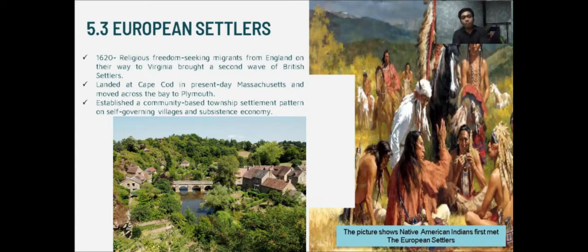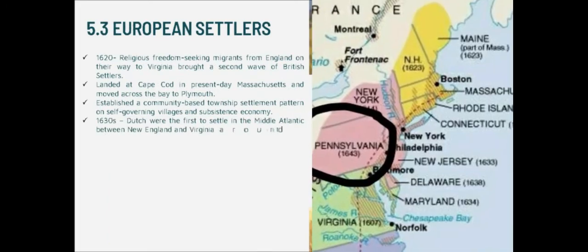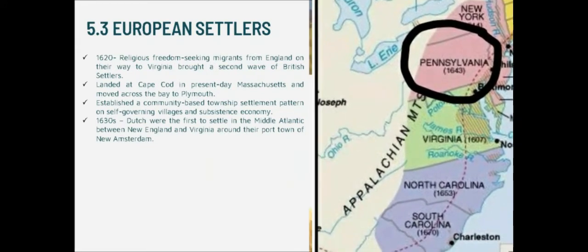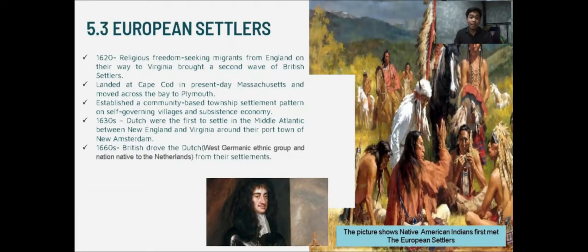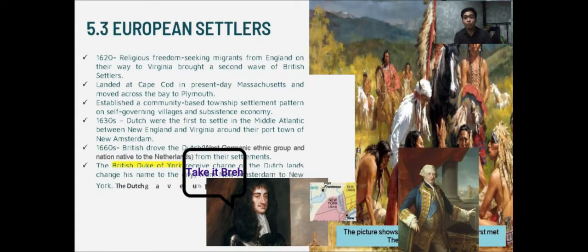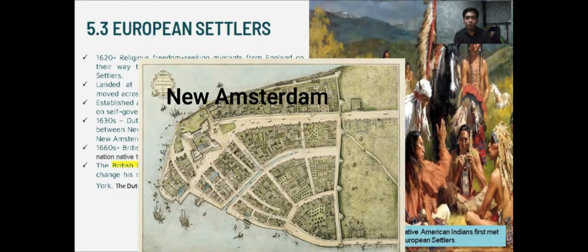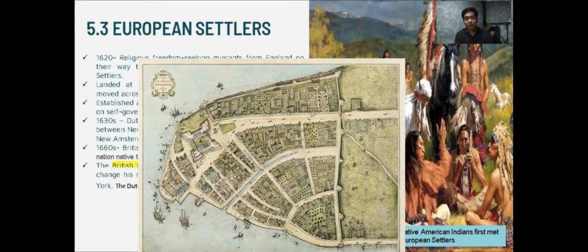a subsistence economy. In the 1630s, the Netherlands was the first to settle in the Middle Atlantic between New England and Virginia around New Amsterdam, their port city. In March 1664, King Charles II of England granted the land of the colony to his brother, the Duke of York, and then changed the name from New Amsterdam to New York. The Dutch left the colony without a fight.